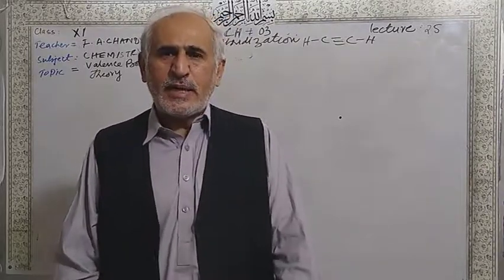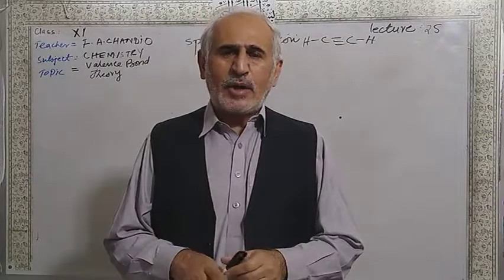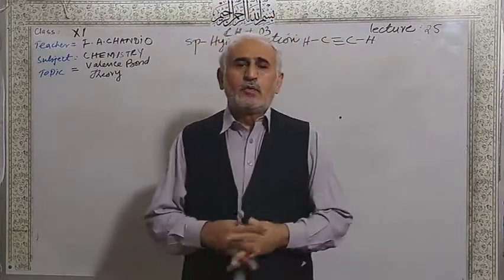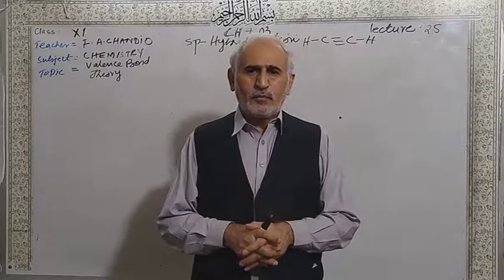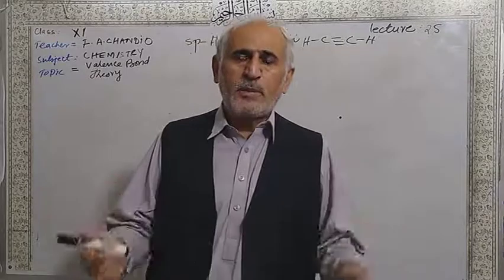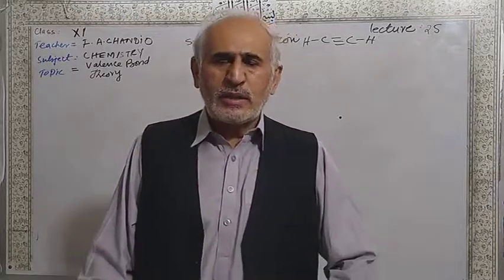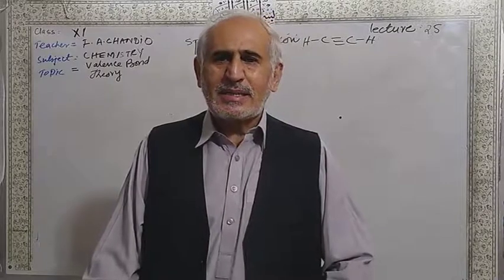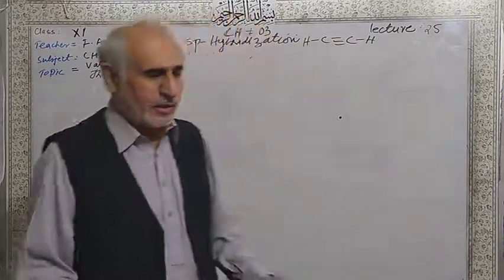Sp hybridization means one s atomic orbital intermixes with one p atomic orbital, 50% ratio of s and 50% ratio of p, to form two equivalent hybridized atomic orbitals. This is called sp hybridization.